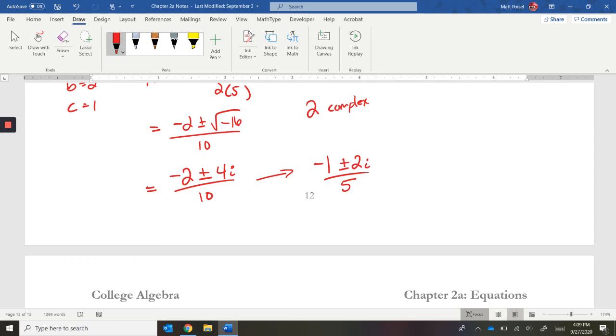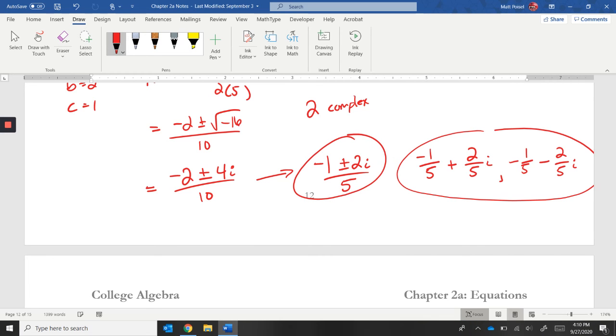If we wanted to, we could write it as two separate roots. It'd look like negative 1/5 plus 2/5 i, and then negative 1/5 minus 2/5 i. I'm actually okay with that. So you can do it either way. We're going to get the same answer.